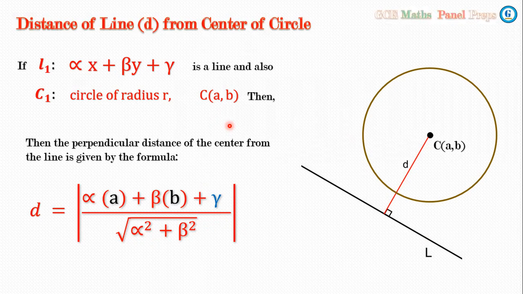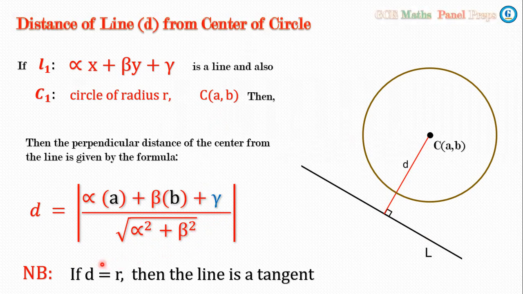So the same procedure. Note, if this distance is equal to the radius of the circle, then we say the line is a tangent to the circle. So if d is equal to r, it means that this line must be touching the circle somewhere. So at times you're asked in an exam to prove that a line is a tangent to a circle, you just have to find the distance of that line from the center of the circle and compare it to the radius. If that distance d is equal to the radius, then that line is a tangent to that circle.